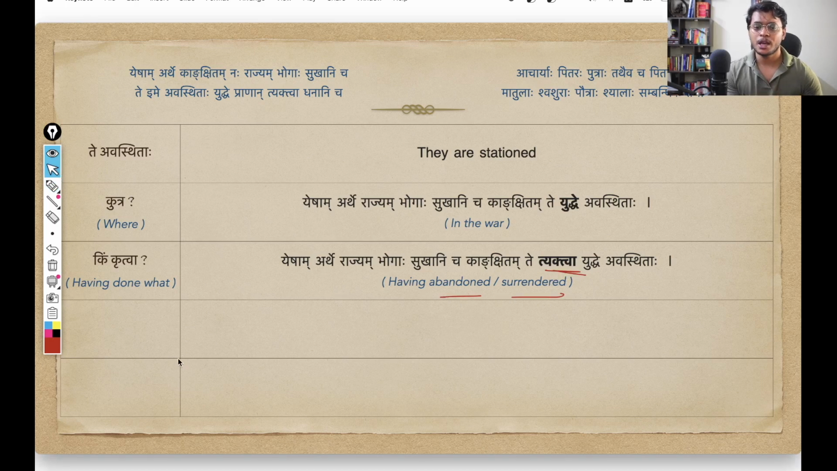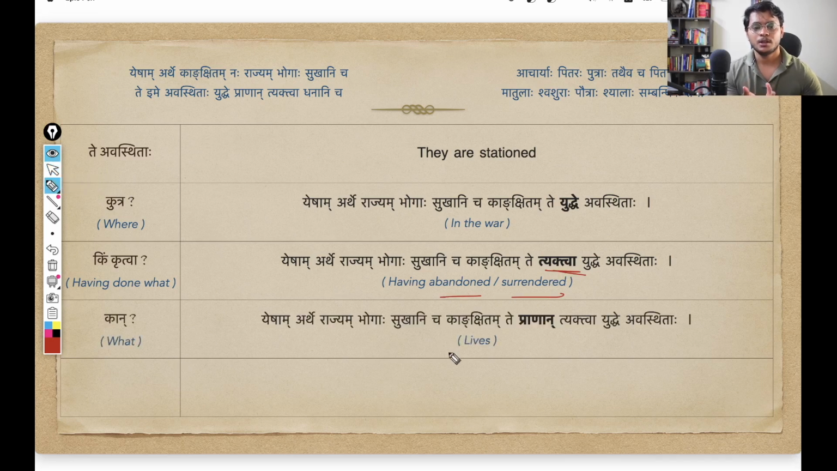Now the question will be, having surrendered what? And the response we get from the shloka is pranani tyaktva, that having surrendered their lives. Now, don't take it in a literal way that they have given up their lives. It simply means that all those people present in the war have already surrendered their lives, because there is no guarantee that they will even survive this war. And with the scale of this war, everyone already knows that only a handful of people are going to survive. So, in a sense, they have already abandoned their lives.